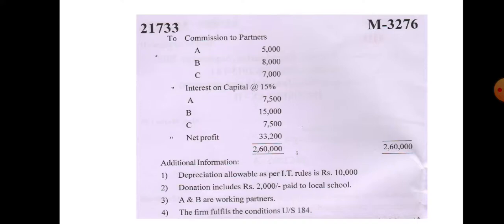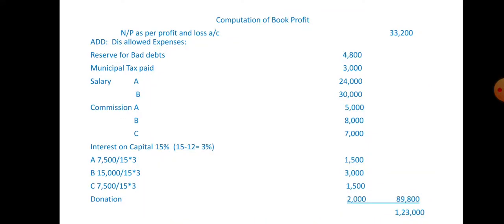To find the book profit, you have to take the net profit as the base. So you go for the solution. You take the heading computation of book profit, and you take the base, that is net profit as per profit and loss account, which is given as 33,200. For that, you take the heading add disallowed expenses.